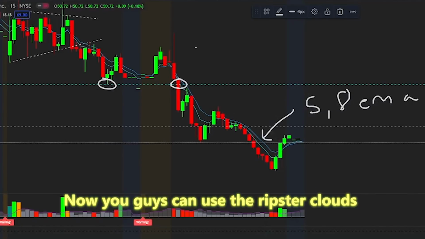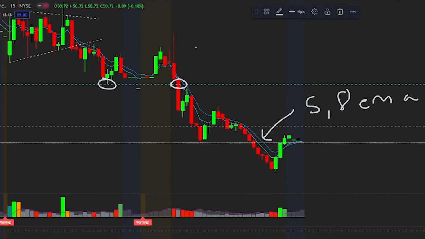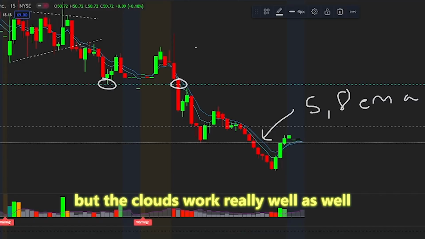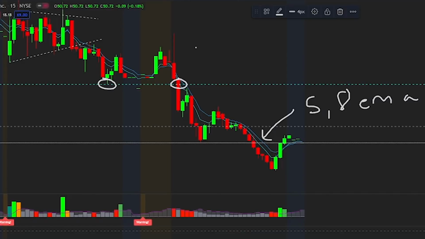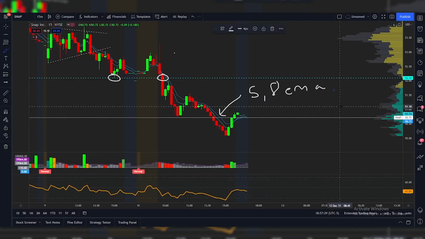Now you guys can use the Ripster clouds if you know what those are, but I just prefer to use the normal lines, just so it's a little bit cleaner for me. But the clouds work really well as well, so you guys can go to Ripster. I'll link him down below. You guys can go to his Twitter, find the clouds, and then add them into your own trading style.